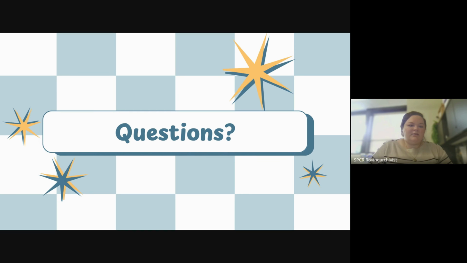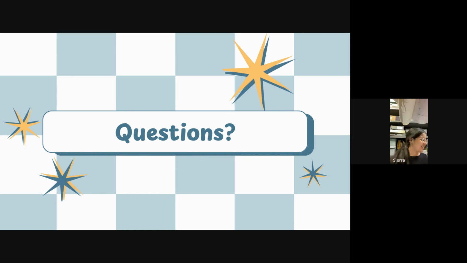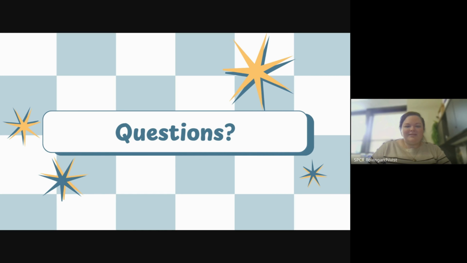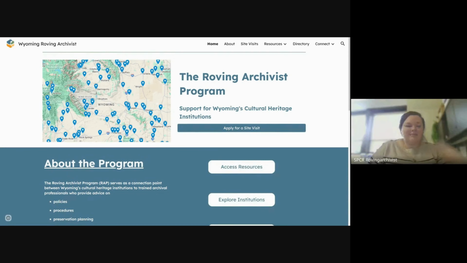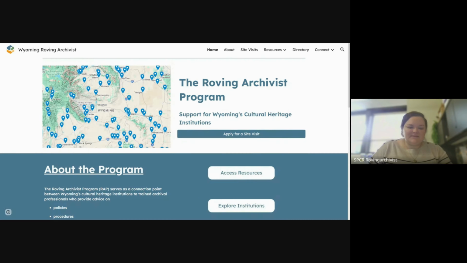I don't have a good one physically with me right now. Where are you? Oh, I can show you guys what I'm looking at. The joys of being the person in charge of the meeting, right? We're going to look at, okay, so when you go to my website, this is the Roving Archivist website, right? Everybody can see it.